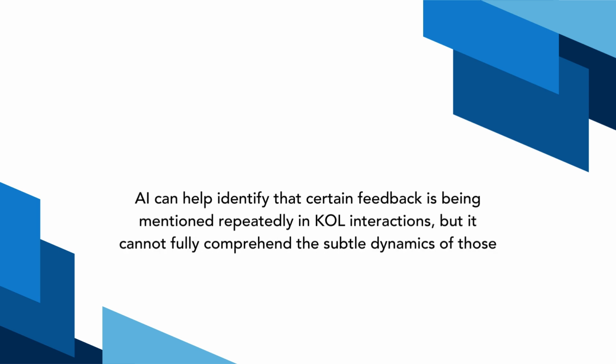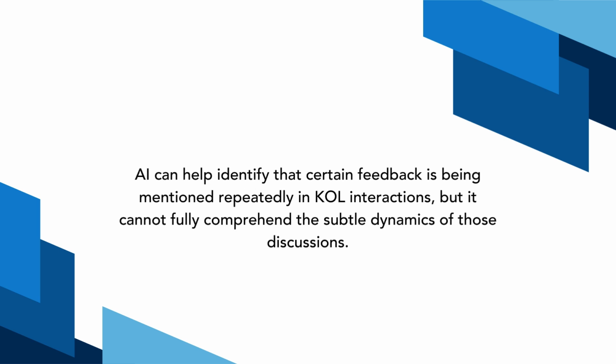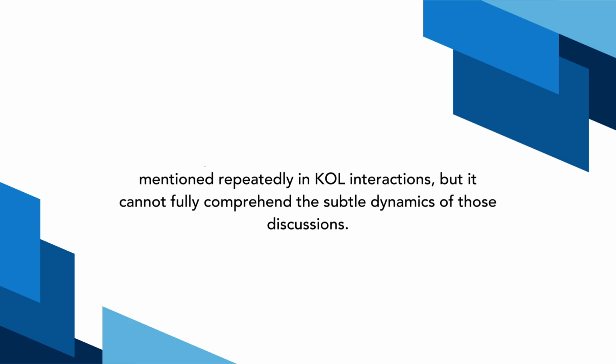For example, AI can identify that certain feedback is being mentioned repeatedly in KOL interactions, but it cannot fully comprehend the subtle dynamics of those discussions, such as the unspoken concerns of a KOL or the relevance of a seemingly minor detail that could have a significant impact on treatment strategies.